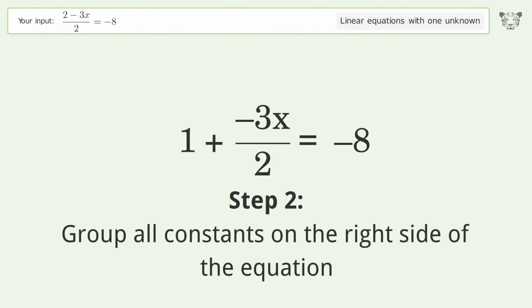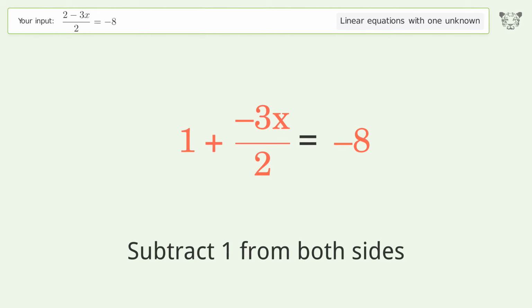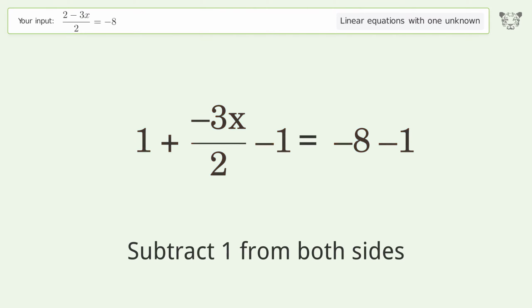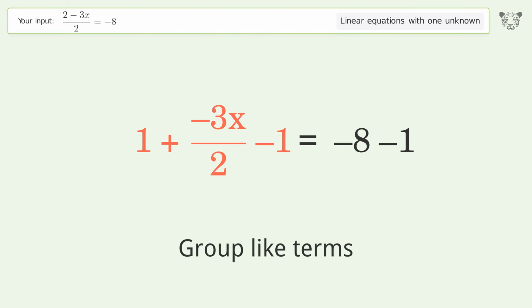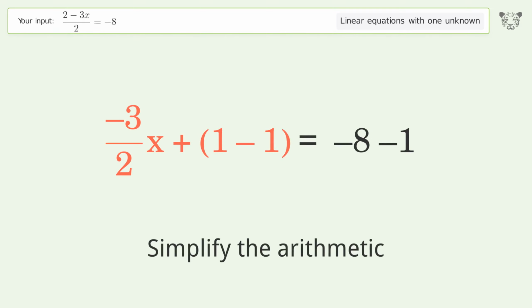Group all constants on the right side of the equation. Subtract 1 from both sides. Group like terms. Simplify the arithmetic.